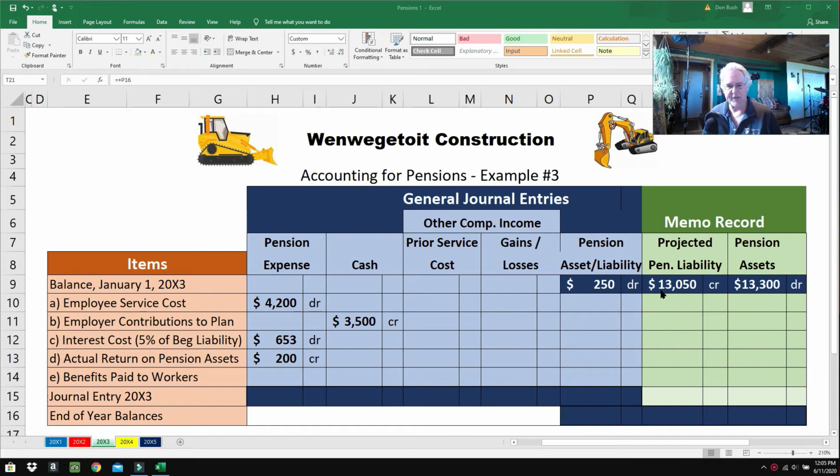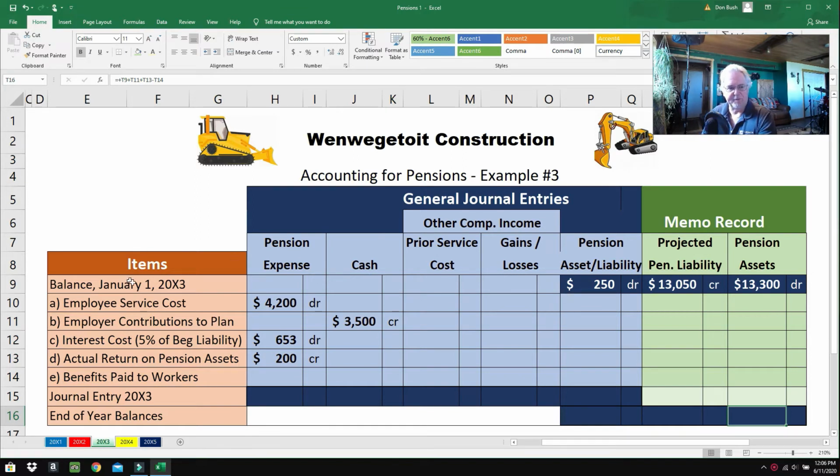As you know, this is a worksheet to help us figure out the journal entries for pensions. The journal entry is going to go right down here, and we'll figure out the end of the year balances, which will go right here. Just a little review: on the left hand side we have items, the things that are happening during the year for the company's pension. In the middle are the calculations and entries for the journal entries. And on the right we have what's called a memo entry, a representation of what's happening in a third separate party, not directly connected to the company. These people handle the pension. They make sure that retirees get paid.